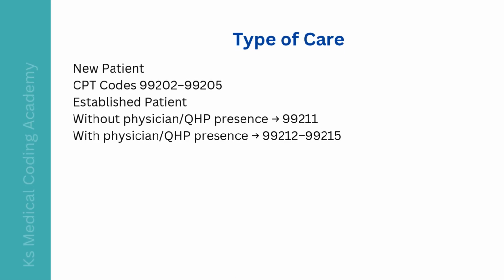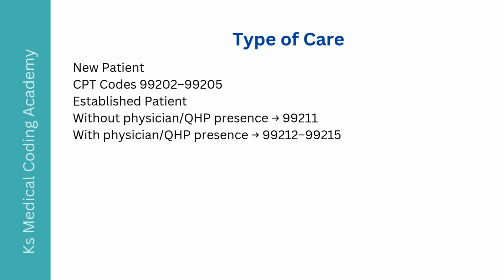The first step in selecting an office visit code is identifying whether the patient is new or established. New patient visits are reported using CPT codes 99202 through 99205. Established patient visits use codes 99211 through 99215 depending on the level of service.